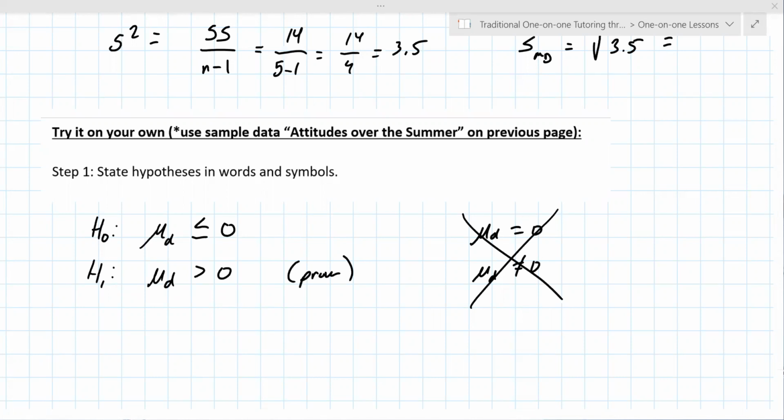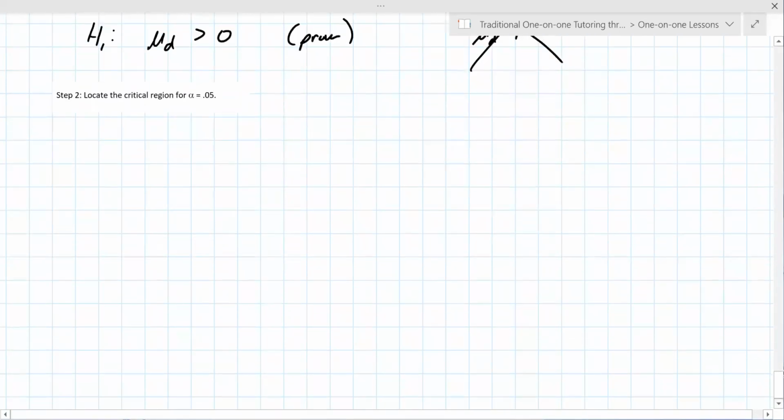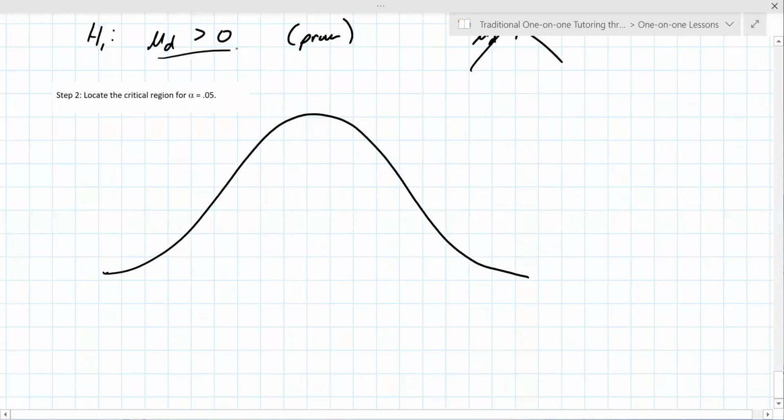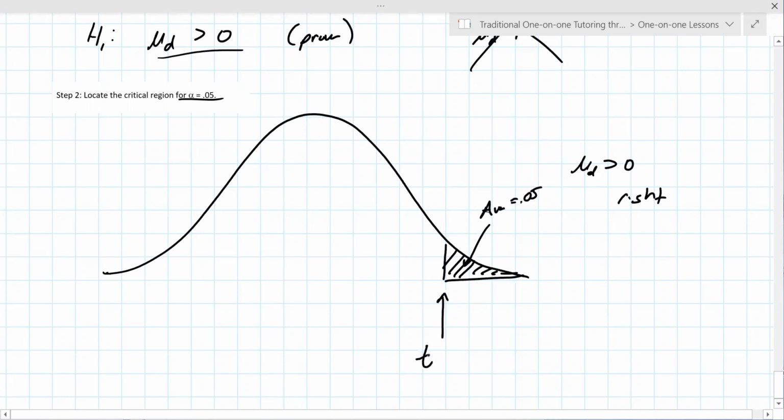All right, so the next thing is to determine the critical region for this. So let me snip that in. You always draw this bell curve, hopefully you've been doing this. Because it's right tail, that means when it's greater than 0, this alpha value is all over here. This region right here, the area, is 0.05. And they want this critical value, this t value.